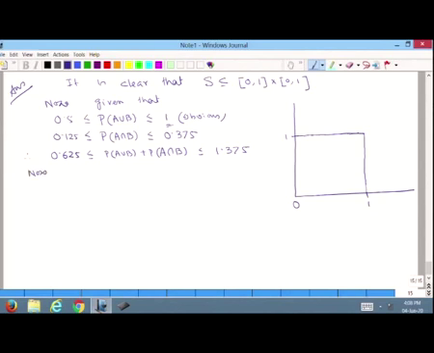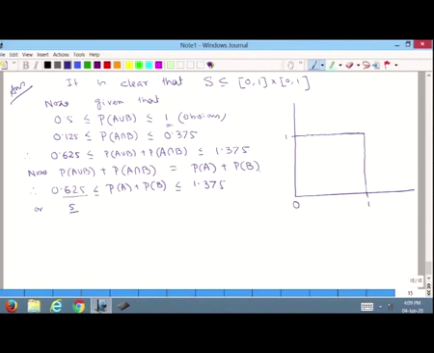Now, probability of A union B plus probability of A intersection B is equal to probability of A plus probability of B. Therefore, 0.625 is less than or equal to probability of A plus probability of B, less than or equal to 1.375, or this we can write as 5/8 less than or equal to x plus y, less than or equal to 11/8.